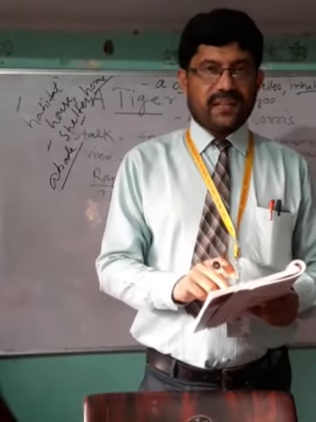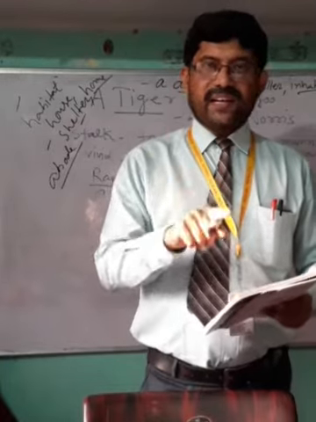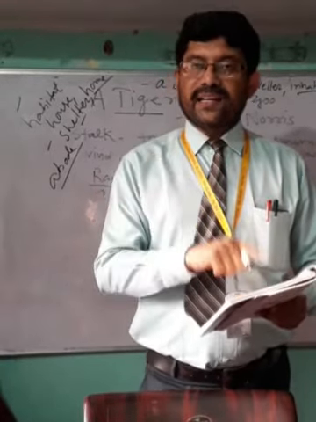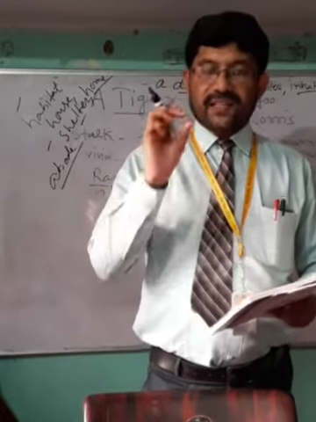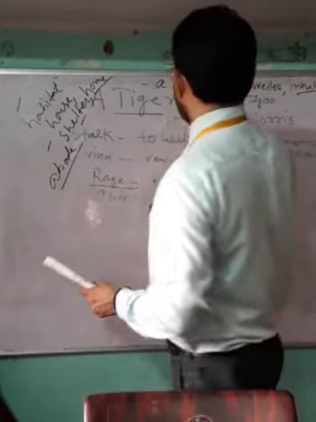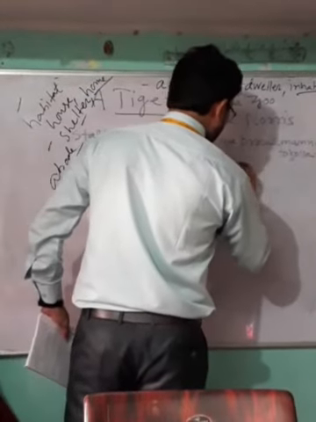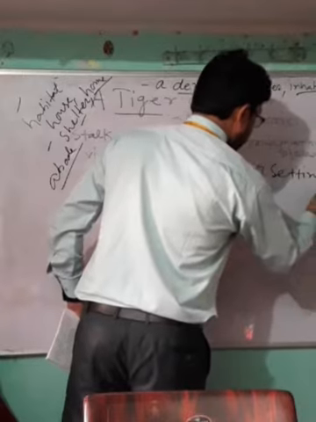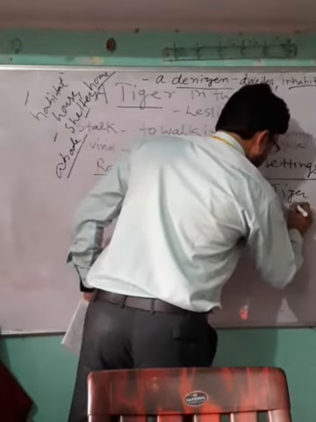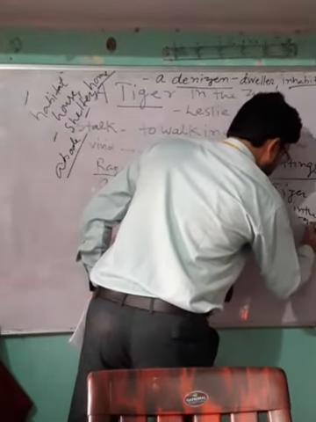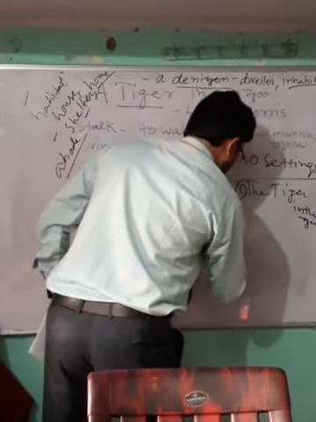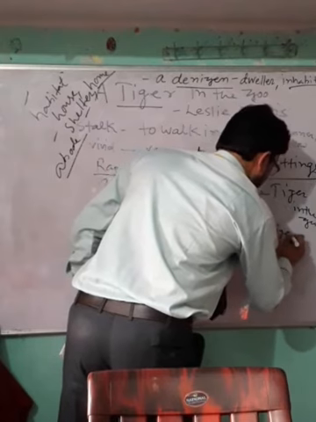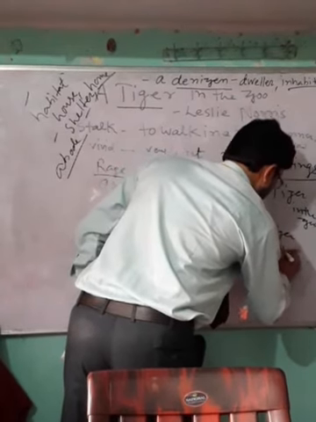The first one, there are two settings of the poem. The tiger in the zoo, one setting, and the tiger in the forest, second setting. Two settings, S-E-T-T-I-N-G-S, settings. The tiger in the zoo, setting number 1. Setting number 2, the tiger in the forest.